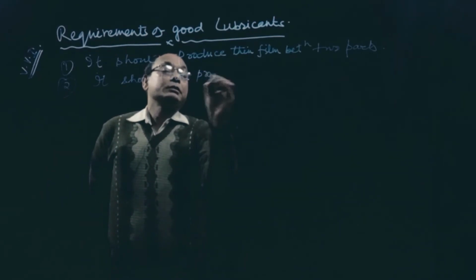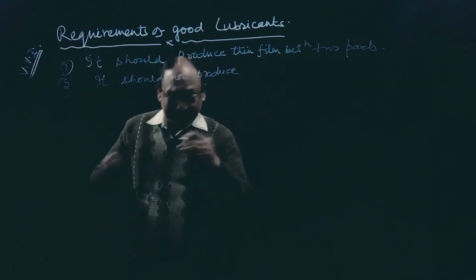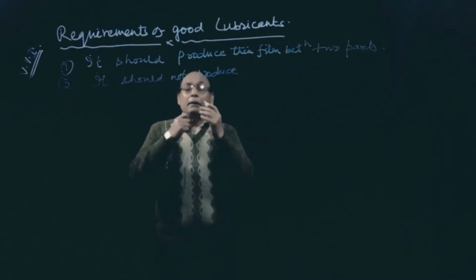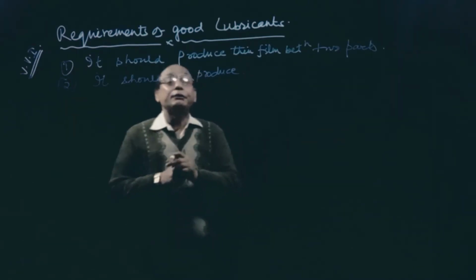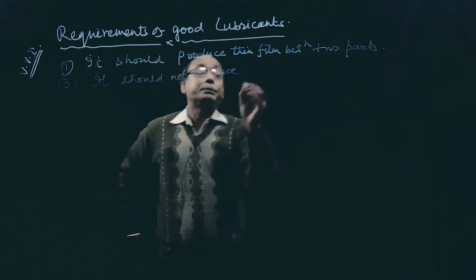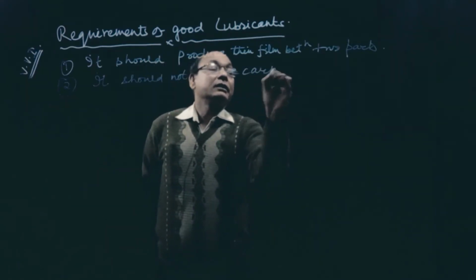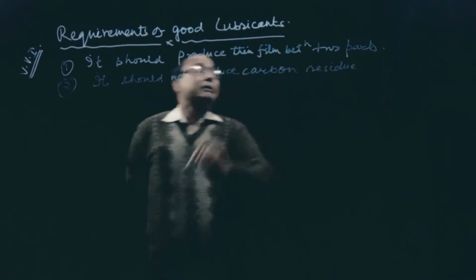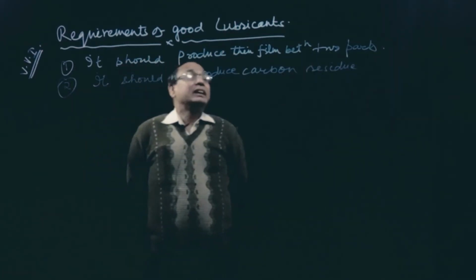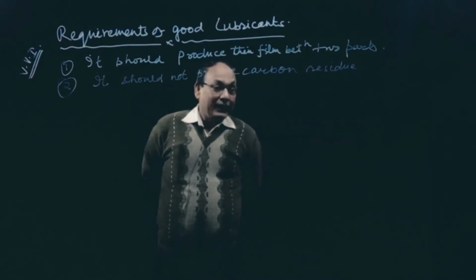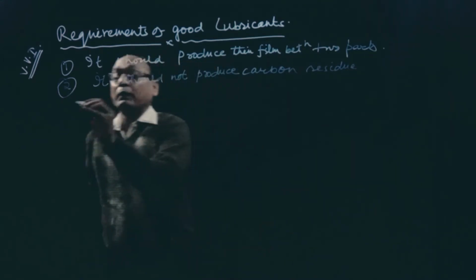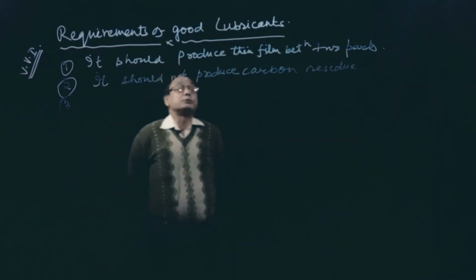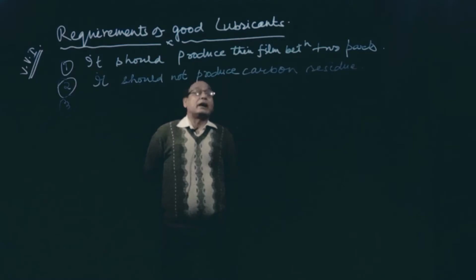produce, see, when the temperature is very high in the engine, after burning these lubricants, it will produce carbon residue. It should not produce carbon residues. If the carbon residue is produced, then that will affect the lubrication. It should produce a thin film between the two parts. It should not produce carbon residue.